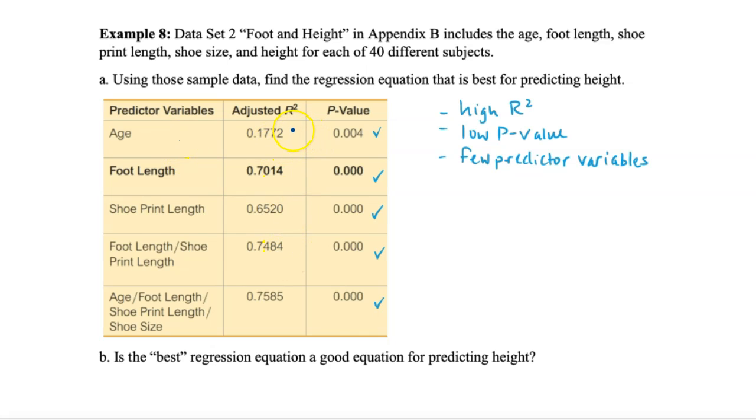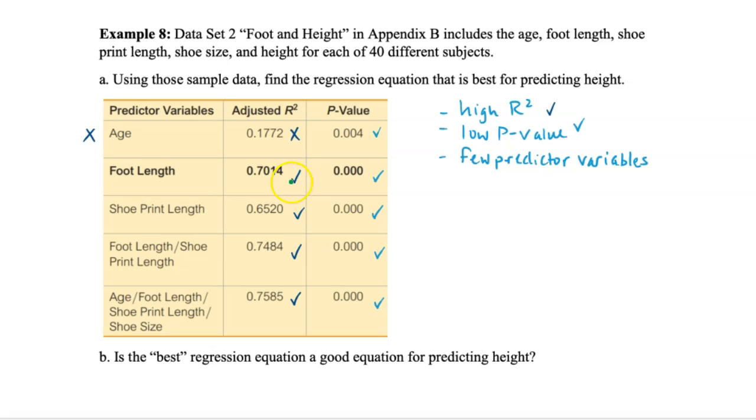And so I'm going to neglect age, because it's a pretty low R-squared value, and I'm going to say that all of these other R-squared values are closer to 1. Okay. So we checked for a high R-squared value, and we checked for a low p-value. Now let's talk about the predictor variables. And so age is already out.